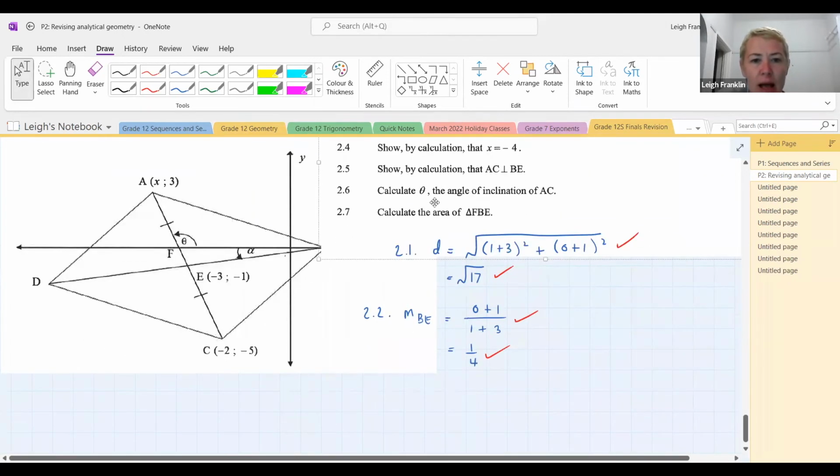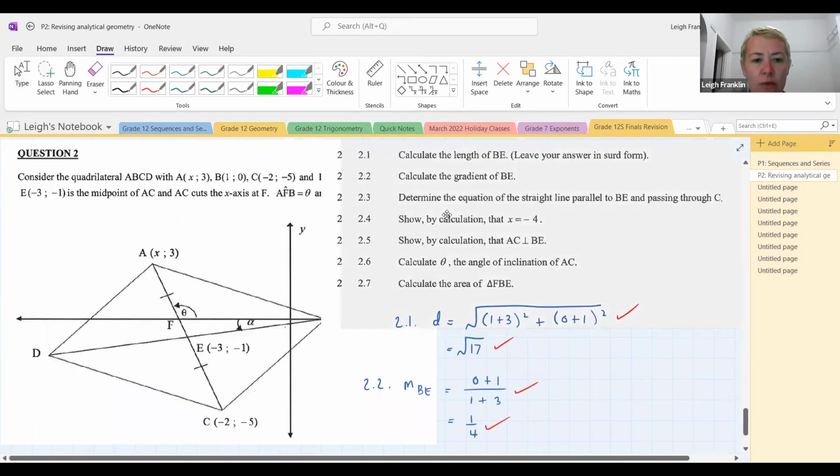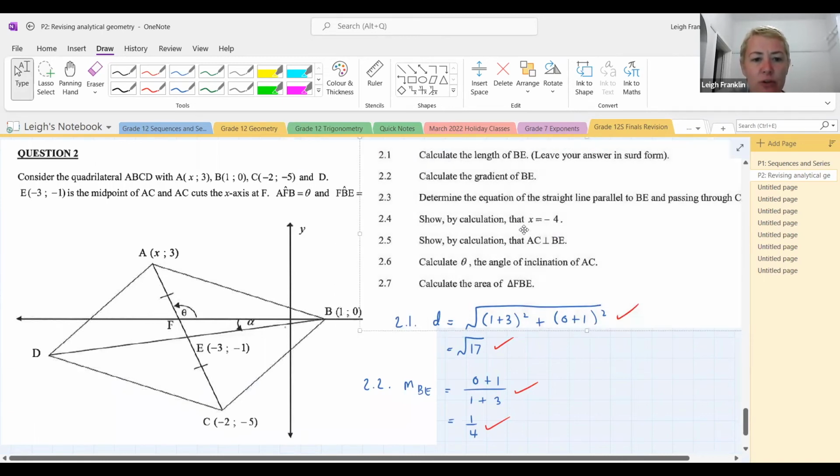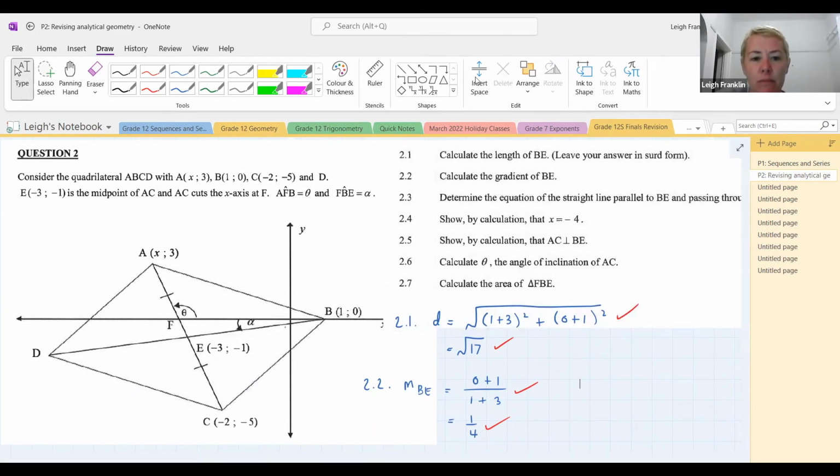All right, so lines that are parallel, what can we say about them? What characteristics do parallel lines share? Exactly, Lena. They have the same gradient. Good, Kanisile. Okay, so we know what the gradient of BE is. We've just got to now use the coordinates at C to work out the y-intercept of this particular line. Okay, can I let you guys do that? You can share your answer when you're done.